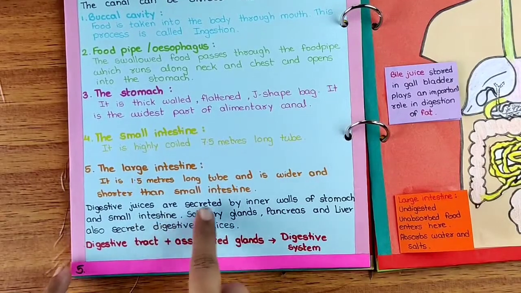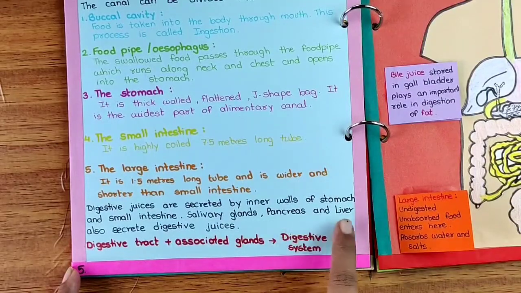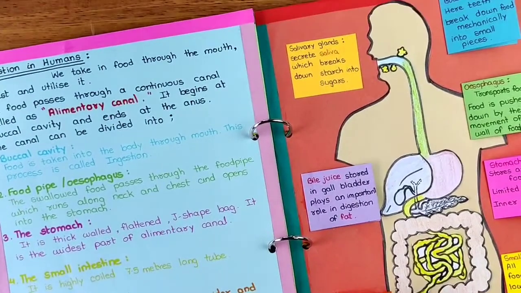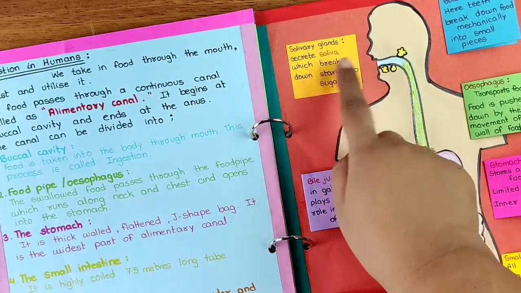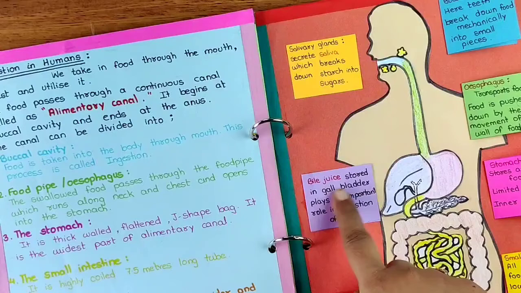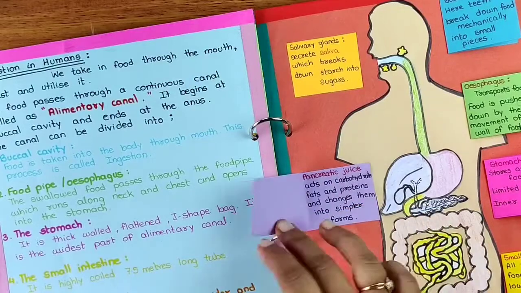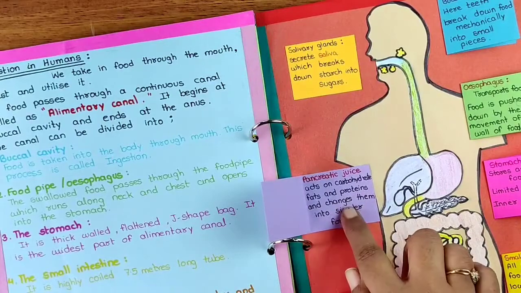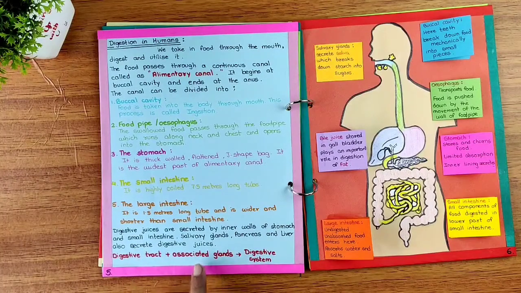Now the digestive juices are secreted by the inner walls of the stomach and small intestine. Salivary glands, pancreas and liver also secrete the digestive juices. So here I have written about the salivary glands, which secrete saliva. These are the salivary glands over here, which break down the starch into sugars. Then the bile juice stored in the gallbladder plays an important role in digestion of fat. Then the pancreatic juice acts on the carbohydrates, fats and proteins and changes them into simpler forms. So in this way, the digestive tract plus associated glands forms the digestive system.